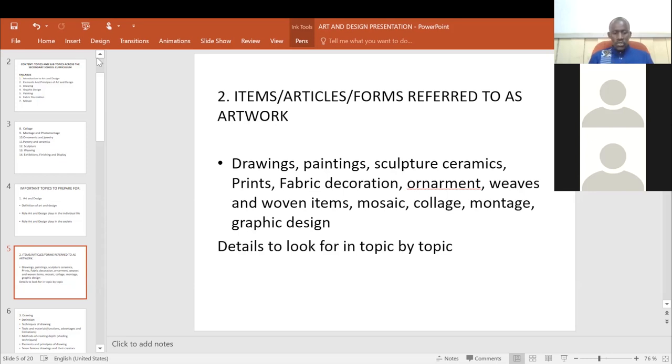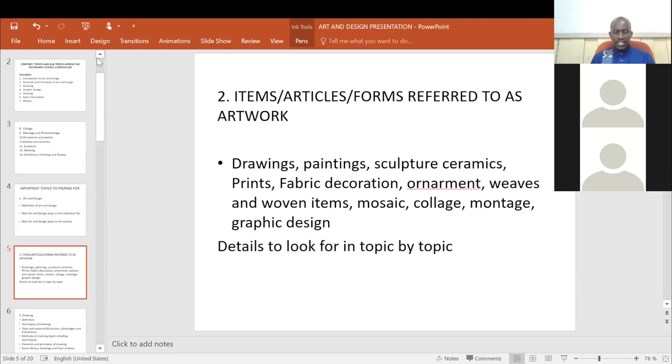Now, as you prepare to revise, you also need to consider the following. When you're talking about the items, the articles, the forms referred to as the artwork, you also need to understand the qualities that make an item to be considered an artwork or an art form. There are qualities that we look for. For an item or for a form to be referred to as an artwork, there are qualities that you need to consider.